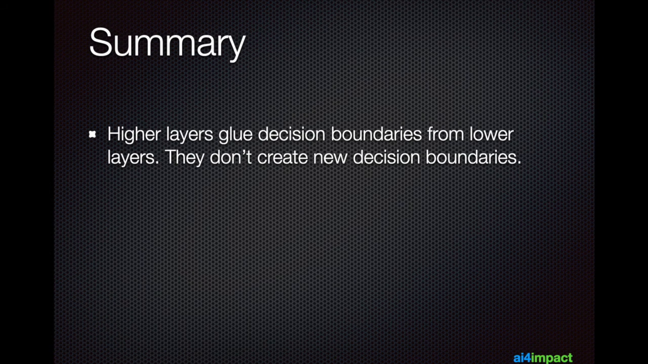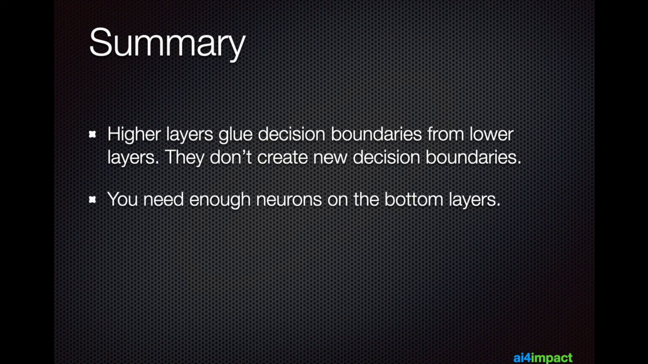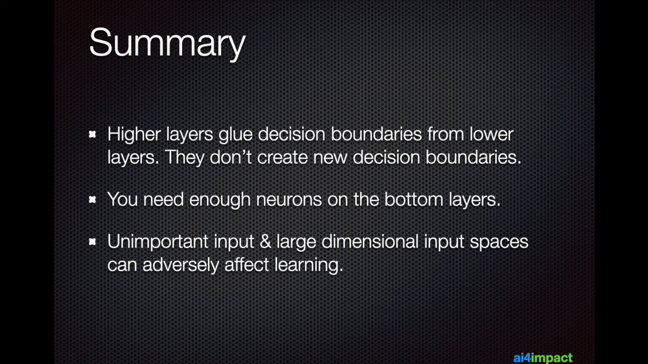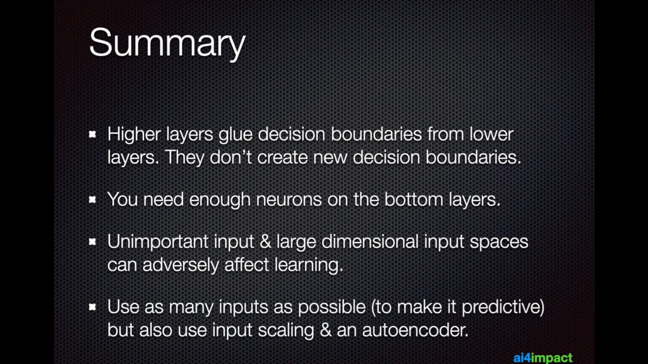In summary, we have seen how higher layers act to glue together decision boundaries from lower layers. They don't necessarily create new decision boundaries. You need enough neurons, therefore, on bottom layers. Unimportant or large dimensional input spaces can adversely affect learning because the decision boundaries could be drawn incorrectly. You should use as many inputs as possible, but you should also use input scaling and an autoencoder to reduce the dimensions. I hope this session helps you to understand a little bit about how neural networks work.